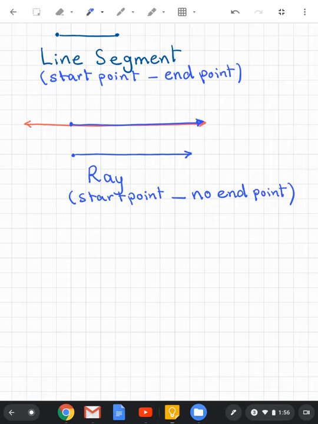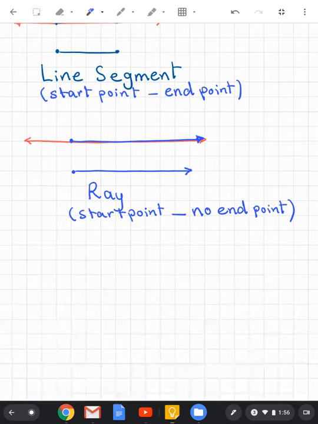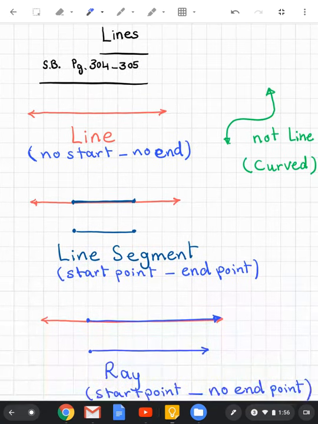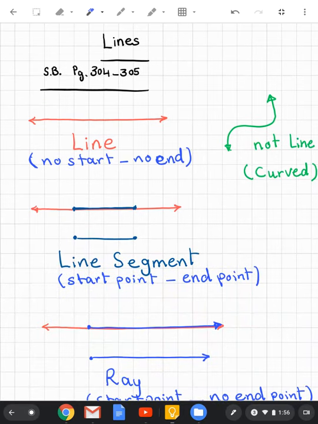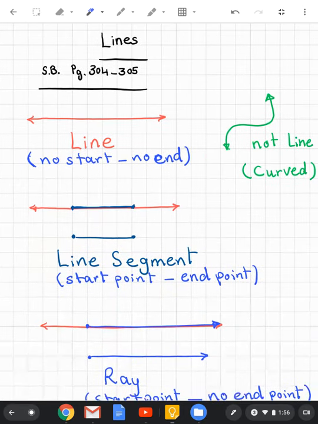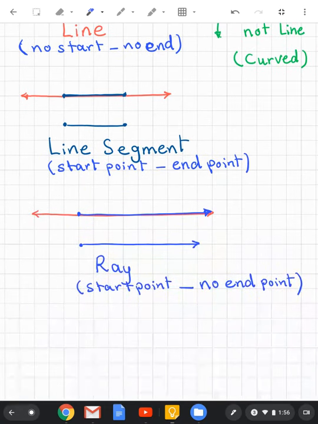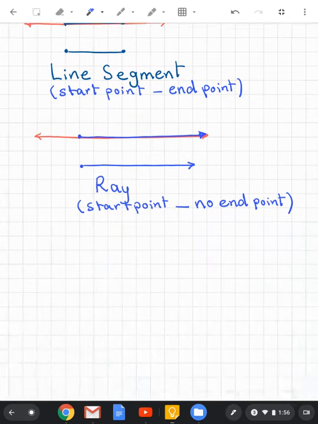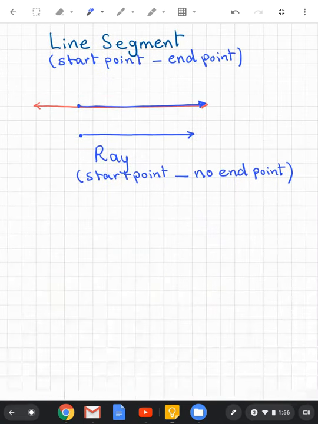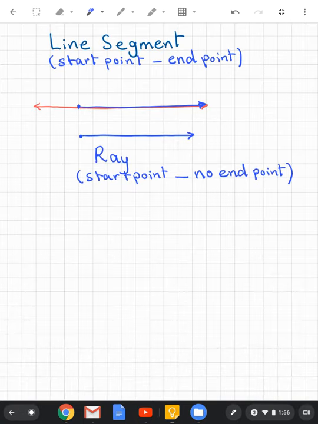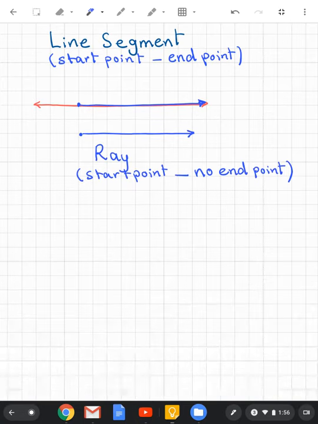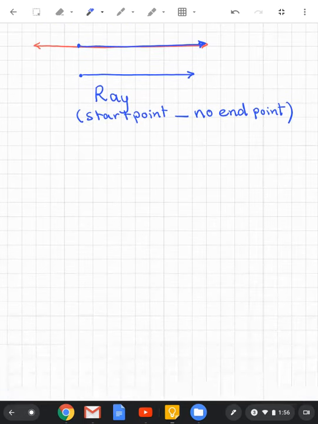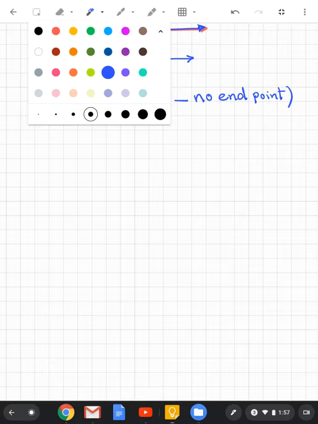So we have three types of lines: the straight line that has no start and no end, the line segment that has a start point and an end point, and the ray that has a start point but no end point. Of course, any one of them can take any direction. Let us see different shapes here and we will label them.